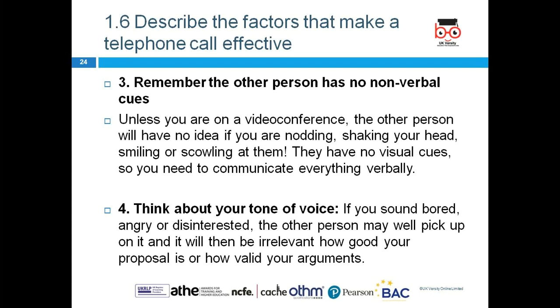Now, your tone of voice is quite important as well. So if you sound bored or angry or disinterested, it's not going to go well. They're going to think, why is this person even talking to me if they're not bothered? So make sure you have a nice tone of voice, which is polite, but isn't monotone, so that there is some inflection in there.